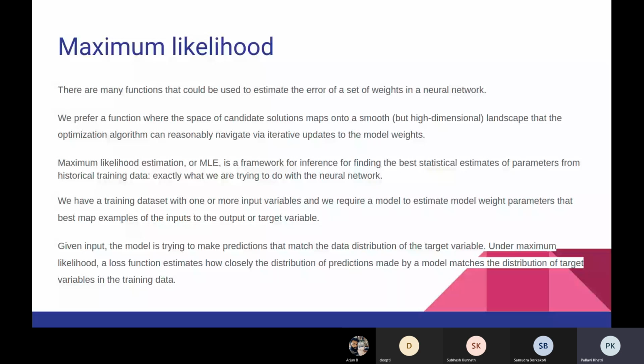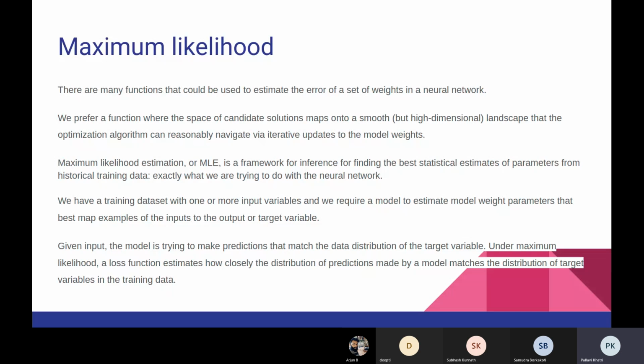So what is maximum likelihood estimation? It's a framework for inference, for finding the best statistical estimates of the parameters from the historical training data. Now, what is this? It is basically a framework that infers and finds the best estimate of those parameters in the black box, considering what my historical or training data was.